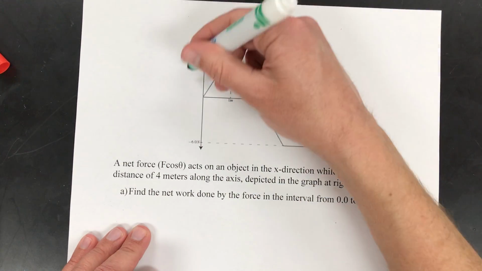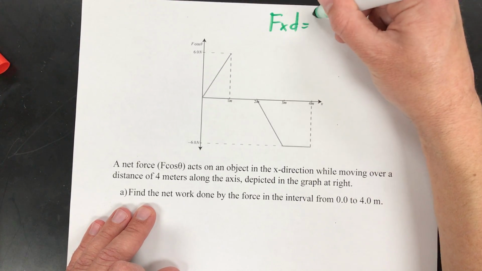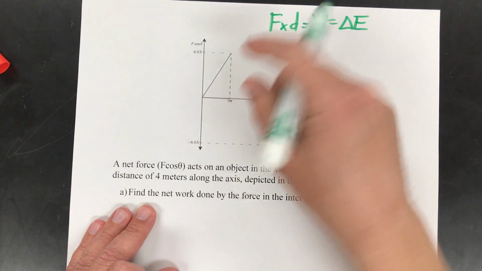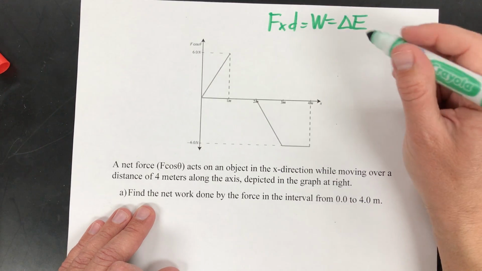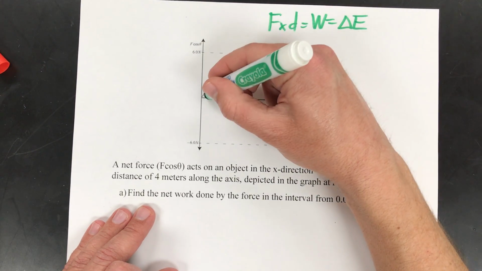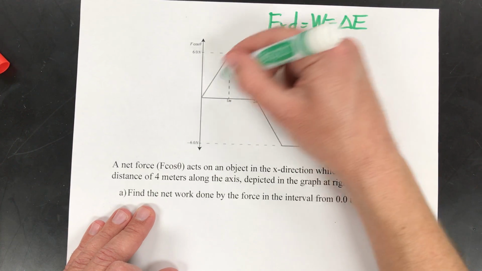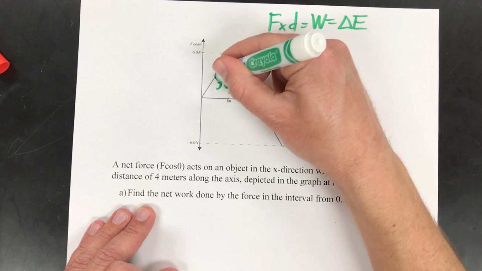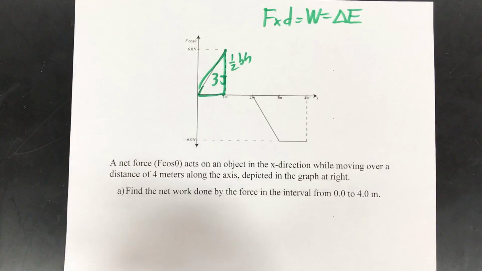So remember, on a force versus displacement graph, since force times distance is equal to work or change in energy, then the area under this will be equal to the work done or the change in energy. So let's find these areas. This is a triangle here, so we'll do 1/2 base times height. So 1/2 times 1 times 6 gives us 3. So this area represents 3 joules of work.